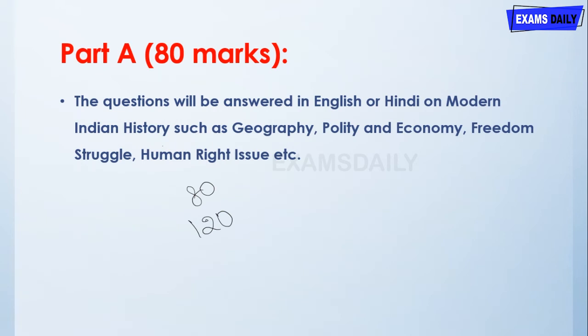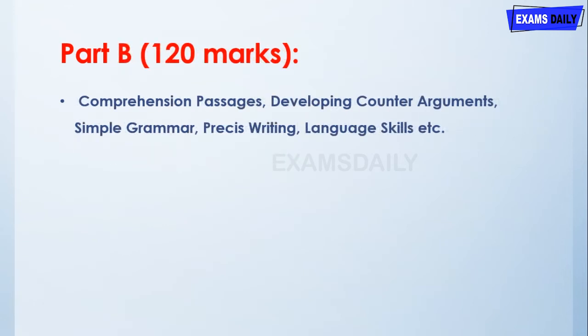For part A, the language is either English or Hindi, and the topics are modern Indian history, geography, polity and economy, freedom struggle, and human rights issues. This is for part A, which carries 80 marks. For part B, it is for 120 marks. You have to write this examination in English only. The topics are English and comprehension: comprehension passages, developing counter arguments, simple grammar, precise writing and language skills. These are the topics under part B for 120 marks.